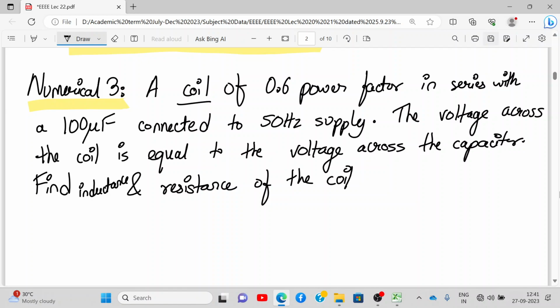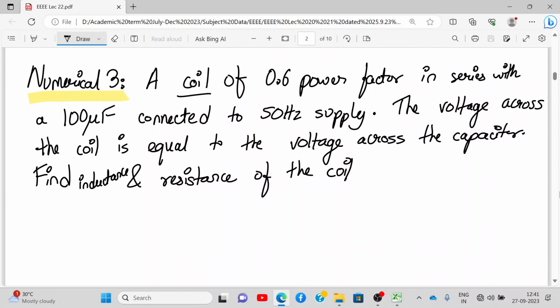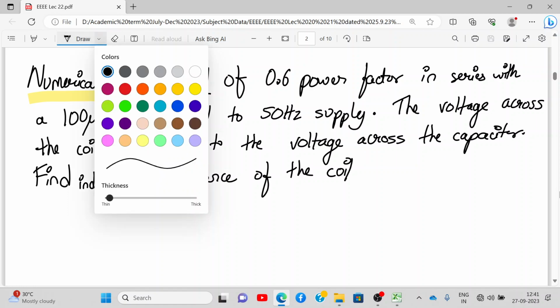Now the challenging part is to draw the diagram. The diagram is not given, only this much is given. That's it. You have to draw the diagram from here. I guess you must have completed the numerical up till here.